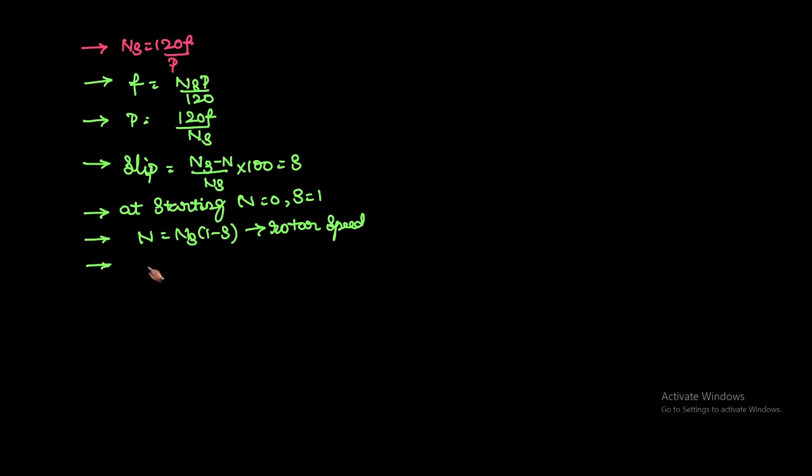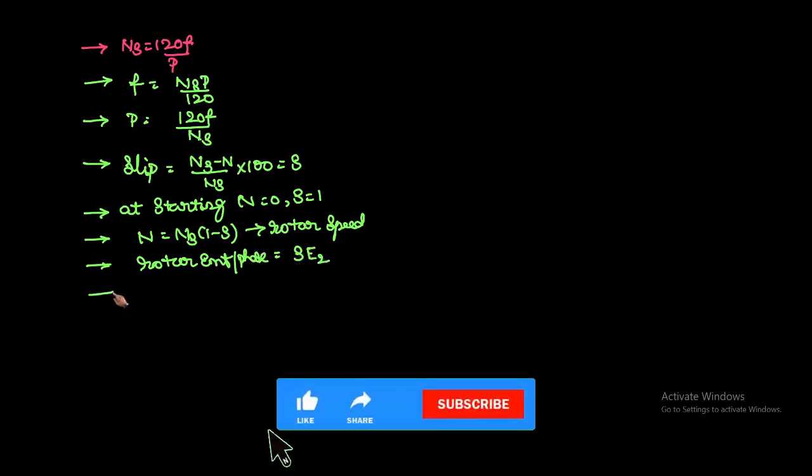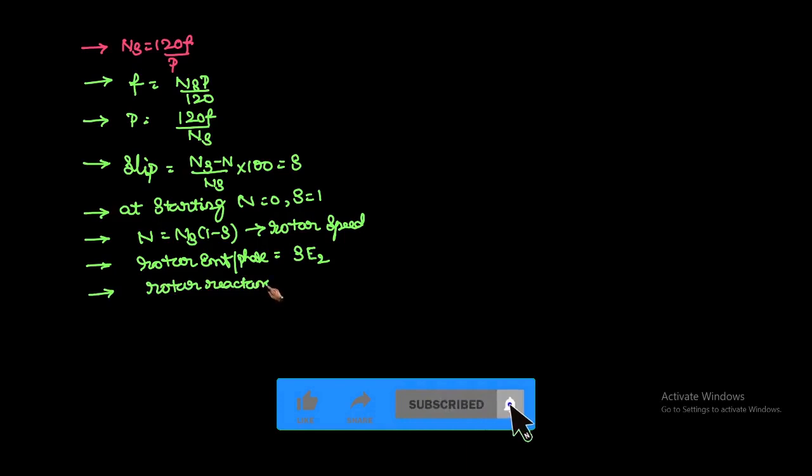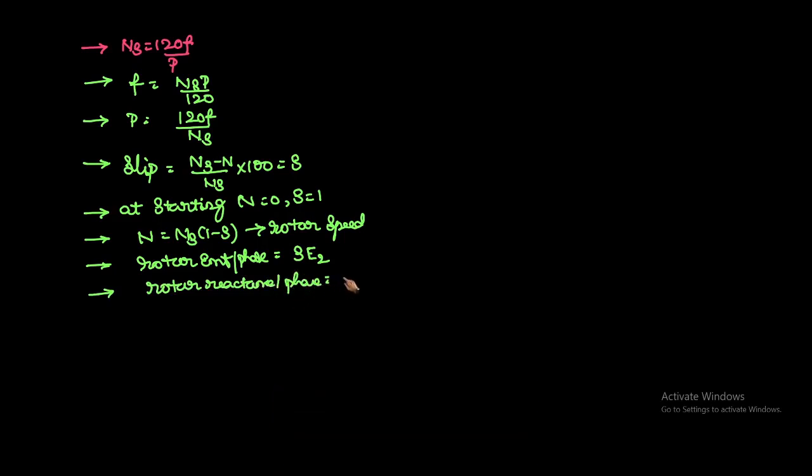Next we have the formulas of the rotor side. The rotor EMF per phase is S times E2. The rotor reactance per phase is S into X2. Rotor frequency, F dash, is S times F. These are all the formulas we have discussed up to now, and from these you are going to get the problems in the external exam.